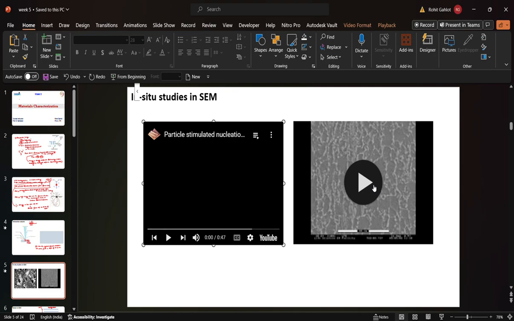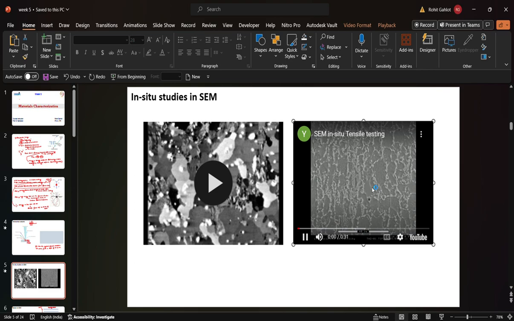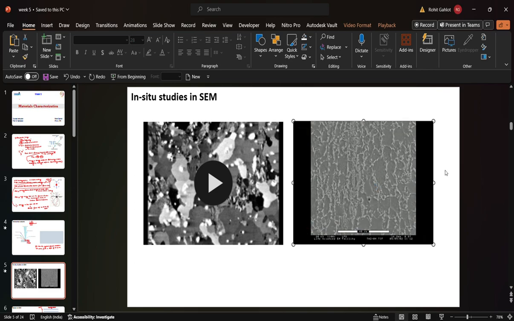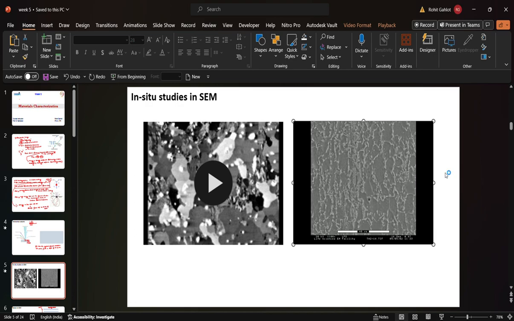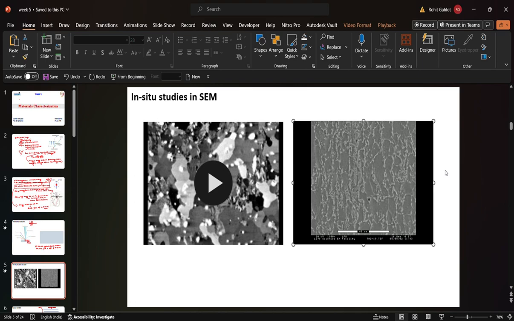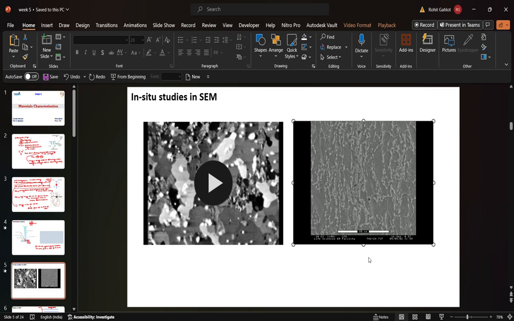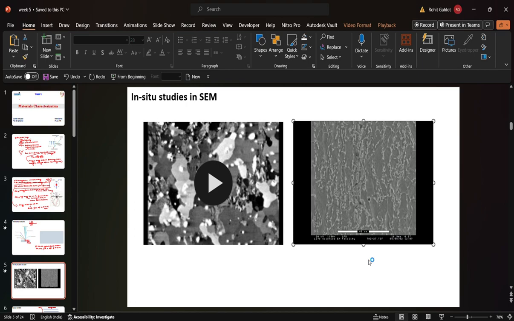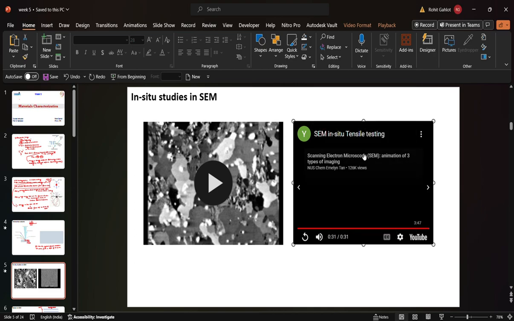Similarly, if you see this video, it's showing the in situ tensile testing. You can see how the structure and morphology is changing. Presently, this is running in the SE signal, secondary electron. So these are some advanced imaging techniques happening recently. You see how the crack propagates.